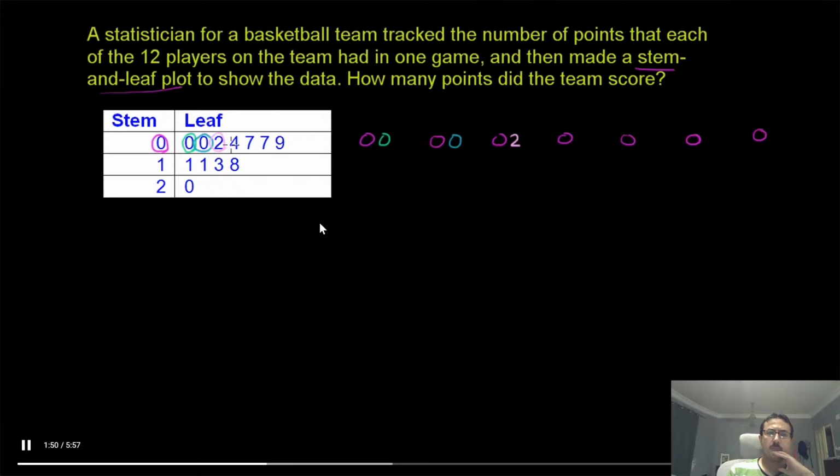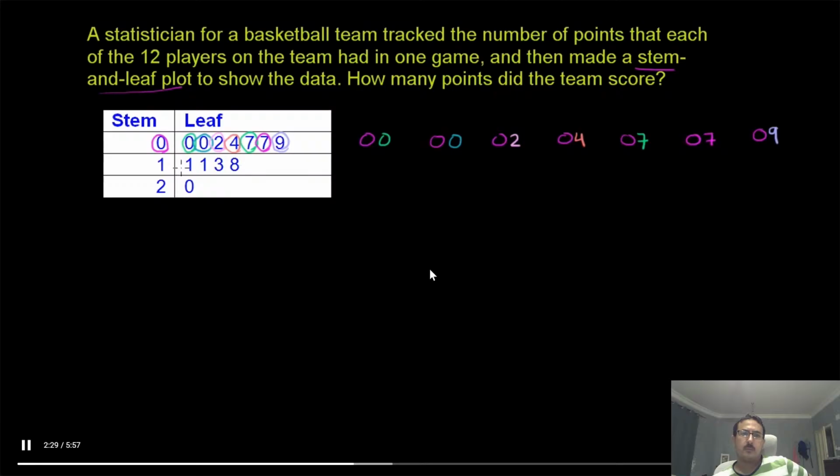This player, let me do orange, had 4 for his ones digit. This player had 7 for his ones digit. Then this player had 7 for his ones digit. And this player had 9 for his ones digit. So the way to read this is you had one player with 0 points, 0, 2, 4, 7, 9, and 9. It's kind of silly saying the 0 was the tens digit. You could have even put a blank there, but the 0 lets us know that they didn't score anything in the tens place. But these are the actual scores for those 7 players.